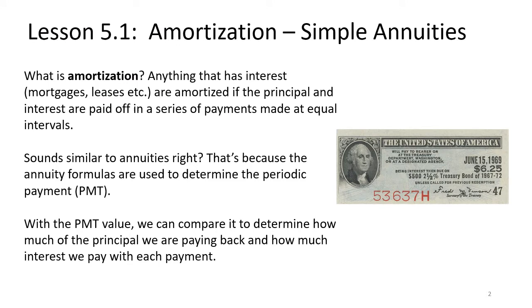So amortization is for anything that has interest, whether it's a mortgage or a lease on a car. They're amortized if the principal and interest are paid off in a series of payments made at equal intervals. So that sounds like an annuity, right? Equal payments, equal intervals, right? That's because the formulas for annuities are what we use when we're trying to calculate amortization. Specifically, what we're looking at is the periodic payment formula.